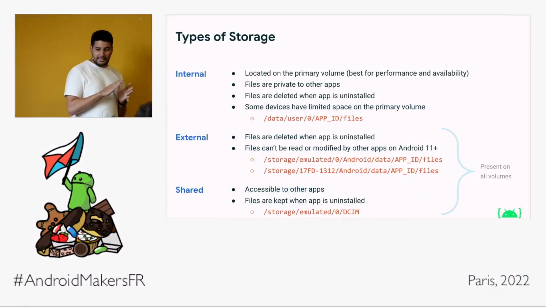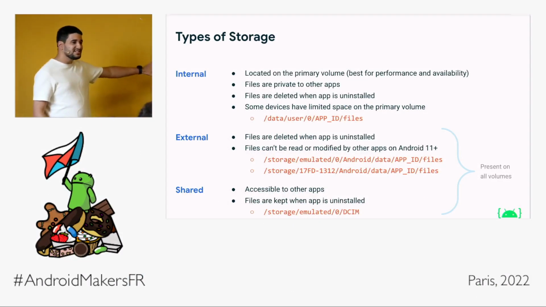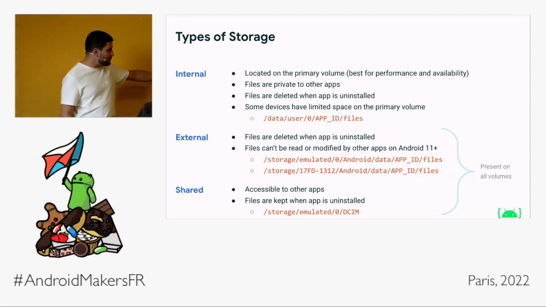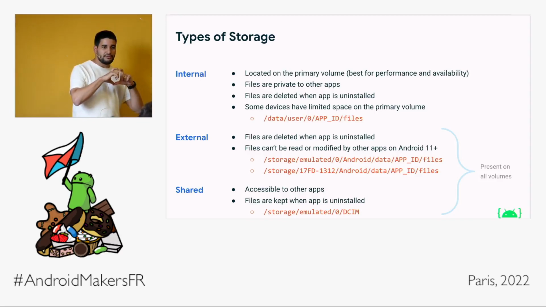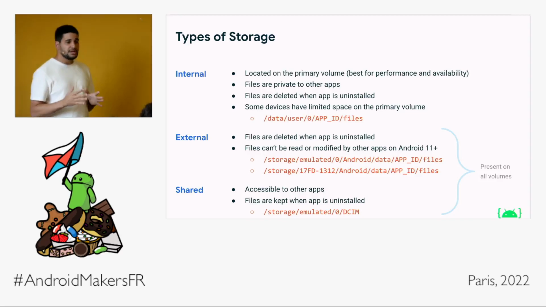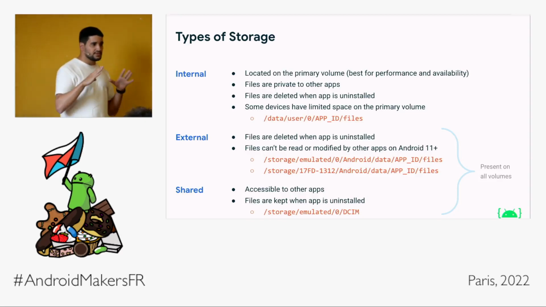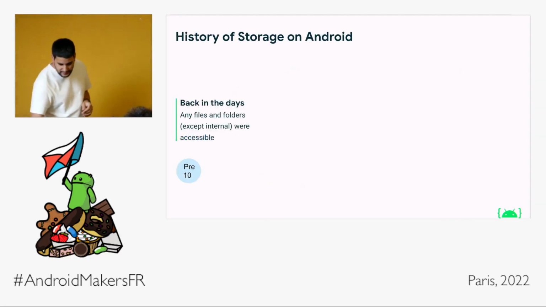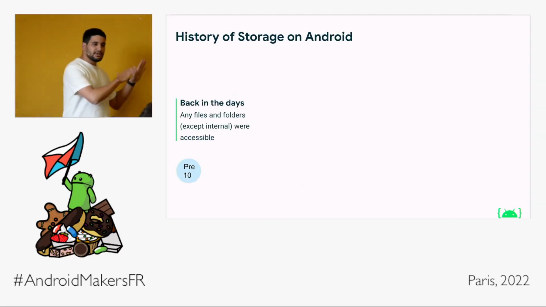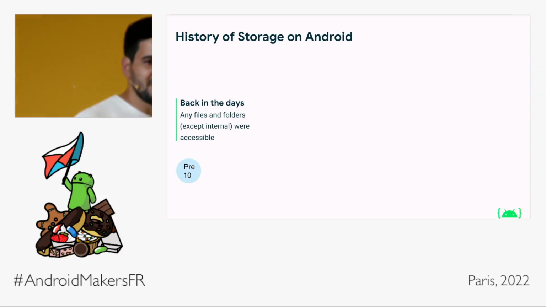The second thing I kind of forgot to mention is the external storage, the shared storage, can be accessed in all the volumes. So you don't have it only on the primary volume of the device. You can have it on an SD card. If a device has 2 SD cards, you may have 3 external storages. So never assume you have just one external storage. It can be as many as the device allows. I kind of explained again some basic things for some of you, but just to make sure that we're all on the same page.